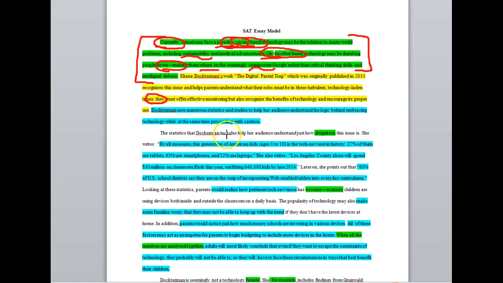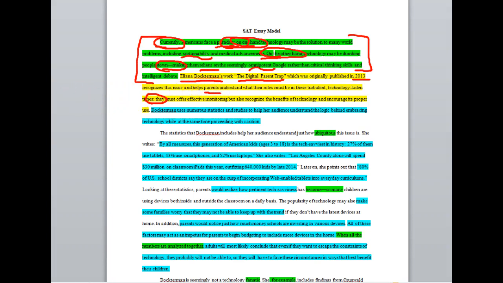Secondly, we have all the parts of SOAPS. So we have the author, Eliana Docterman. We have the title, The Digital Parent Trap. We have the subject, which is parents and technology, which is conveyed right there in the title. We have the occasion, which is 2013. We have the audience, which is parents.